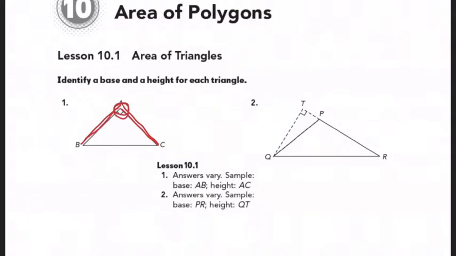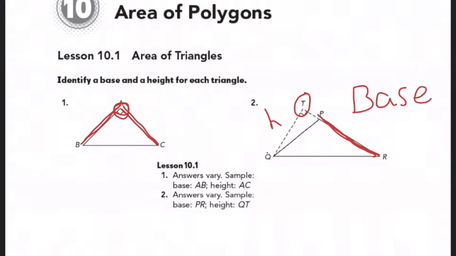For number two, though, here's the right angle where T is. So that means PR must be the base. That has to be the base. The reason why is because PR is part of the triangle. TQ is the height, because the height doesn't have to be part of the triangle. So you need to be careful with that.